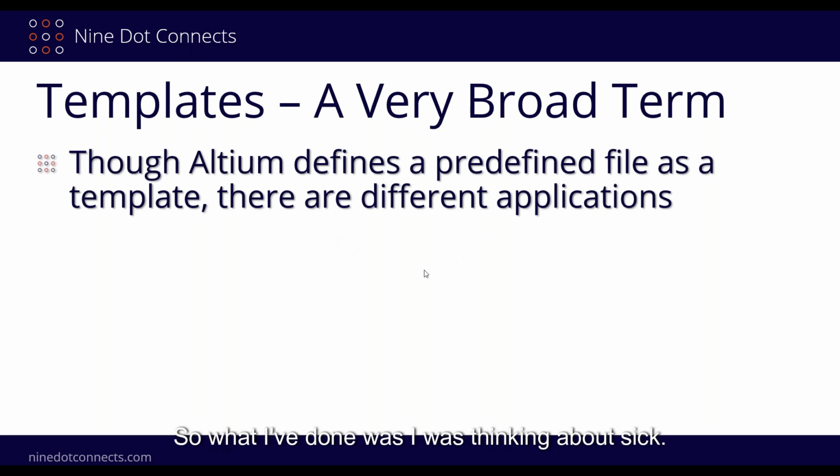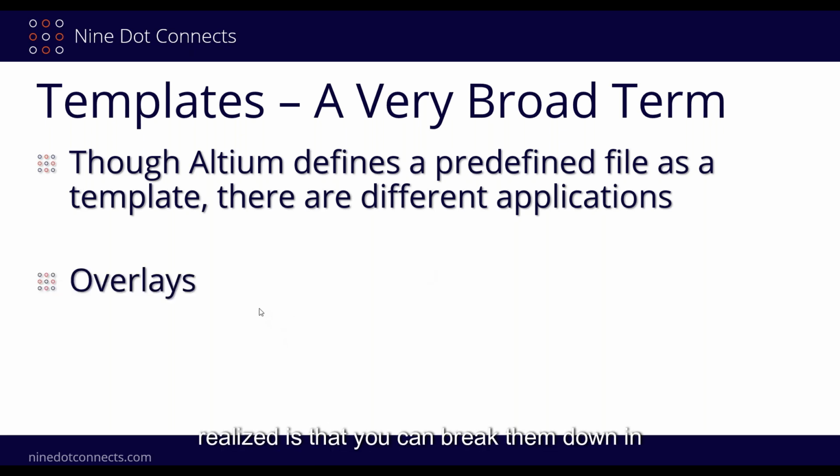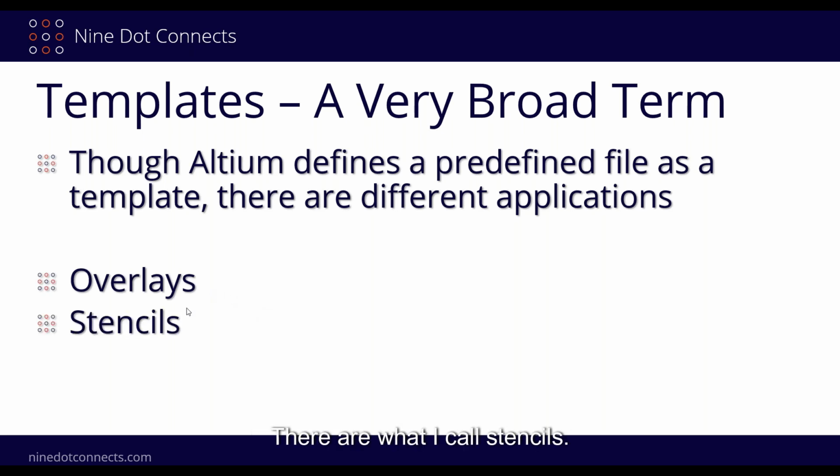So what I've done was I was thinking about, well, what makes this one different from another? So what's the difference between an SCHDOT versus an OutJob, right? They all act as templates, but they act in different functions. So what I ultimately realized was that you could break them down into three categories. There are what they call overlays. There are what I call stencils.